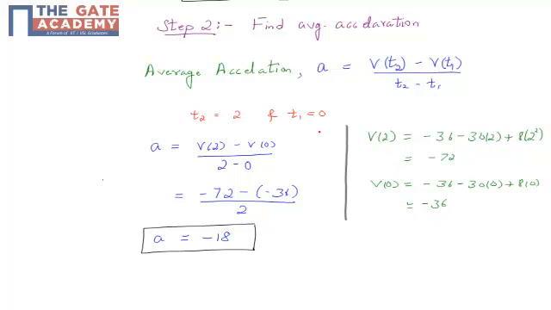Now putting the values of v of 2 and v of 0 in our acceleration formula, we get the final average acceleration value equal to minus 18. This is our final answer.